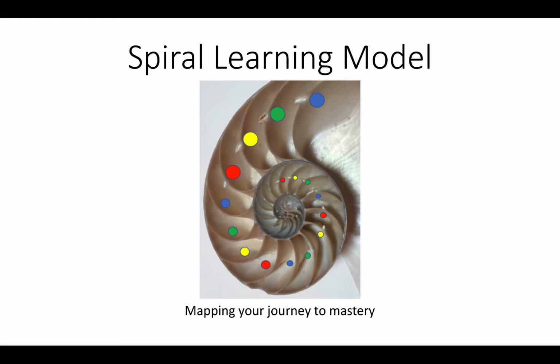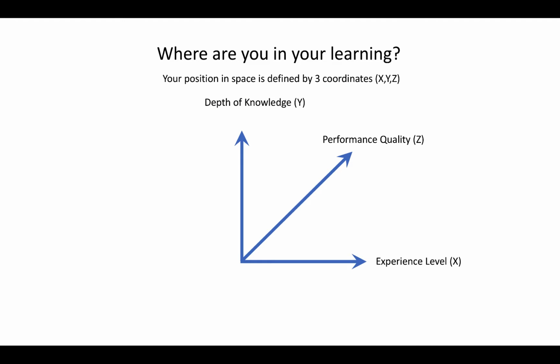Let's look at the spiral learning model used in NextREADY to map your journey towards mastery. Where are you in your learning? Your position in space is defined by 3 coordinates. In math, we call them X, Y, and Z. In our learning model, we call them depth of knowledge, performance quality, and experience level.